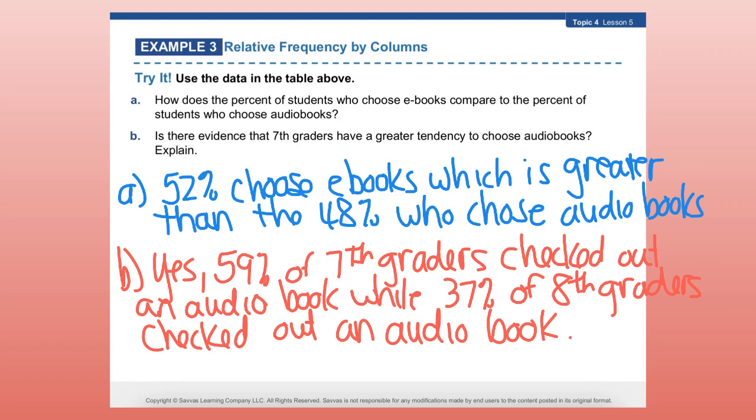All right, question A says, how does the percent of students who chose ebooks compare to the percent of students who chose audiobooks? Well, 52% chose ebooks, which is greater than the 48% who chose audiobooks. Part B says, is there evidence that 7th graders have a greater tendency to choose audiobooks? Explain. Well, yes, there is. 59% of 7th graders checked out an audiobook, while only 37% of 8th graders checked one out. So yes, there's evidence that they have a greater tendency to choose audiobooks.